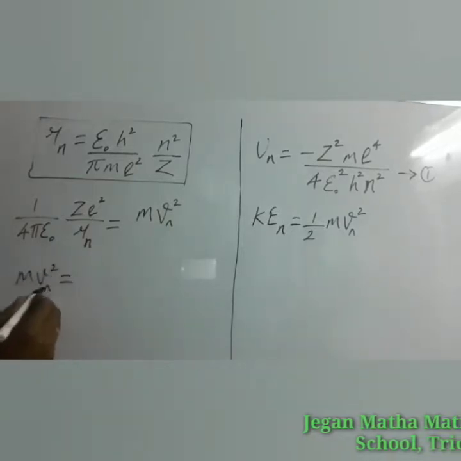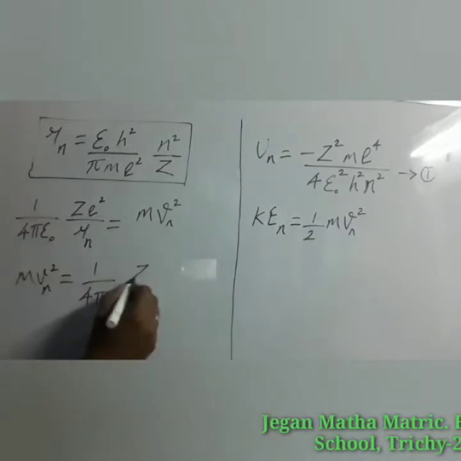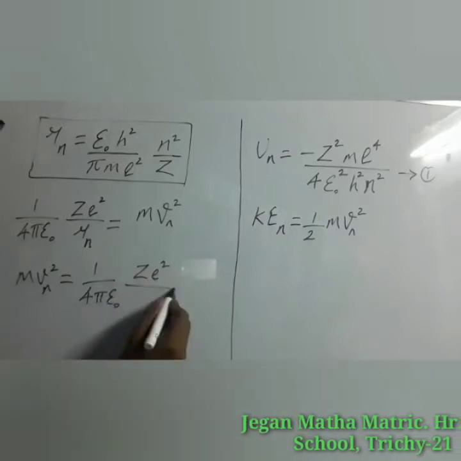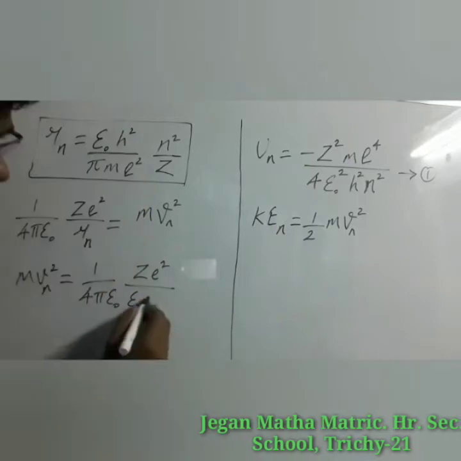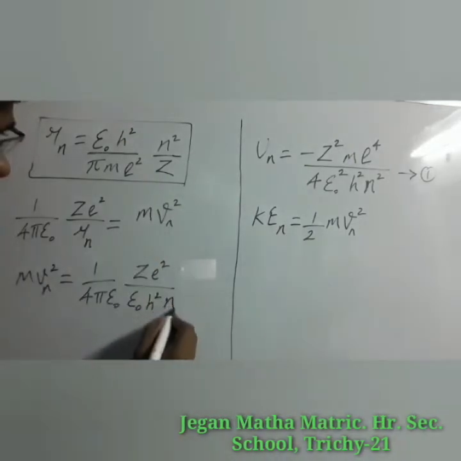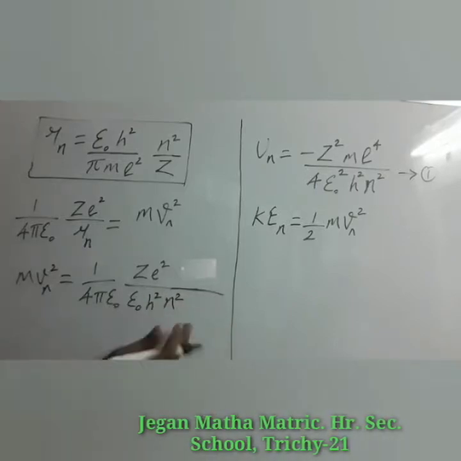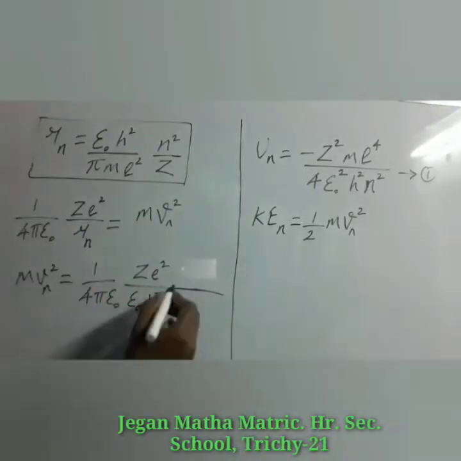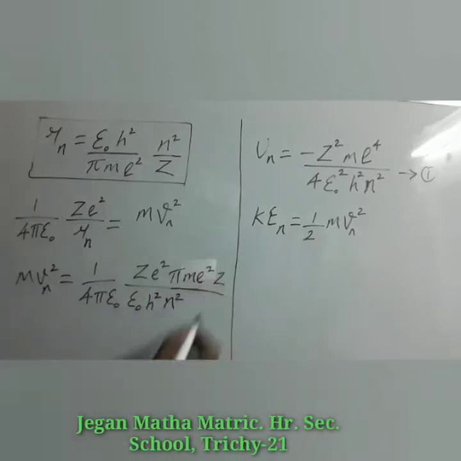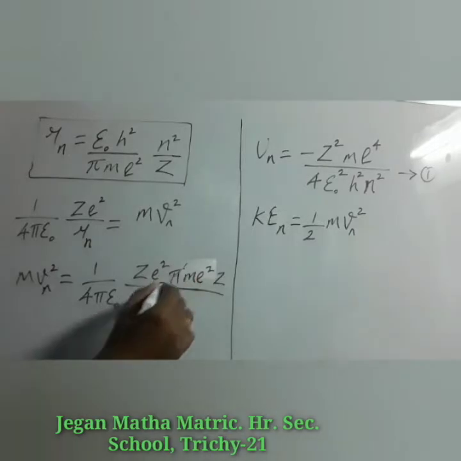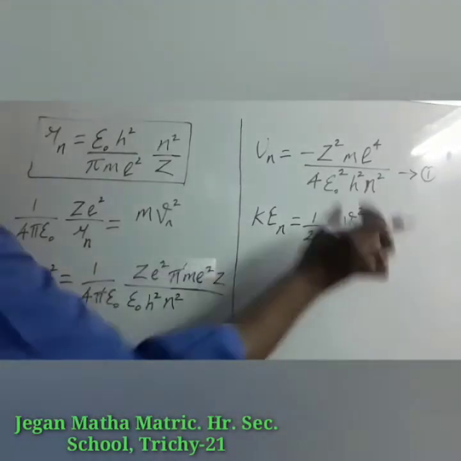So m vn square is equal to 1 by 4 pi epsilon naught Z e square divided by the value of Rn, which is epsilon naught h square n square divided by pi m e square Z. The denominator should not be written as a double solidus, so that value has to be taken to the numerator. Pi can be cancelled, so we can substitute this m vn square here.